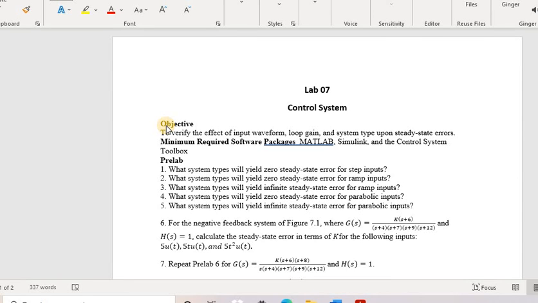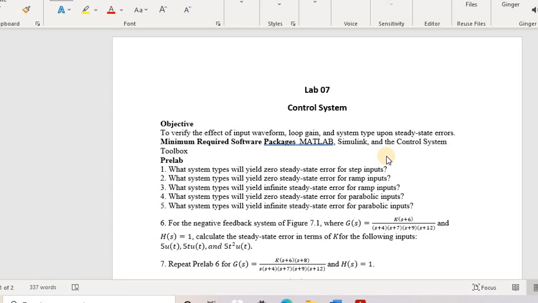Hello everyone. In this video lecture, we will discuss how to do your lab number 7 on control systems. Basically, this lab is to verify the effect of input waves, loop gain, and system type upon steady state error. We already discussed this in previous videos. Basically, we want to look at the steady state using MATLAB. For this lab, you need MATLAB and Simulink, which also have the control toolbox added in it.